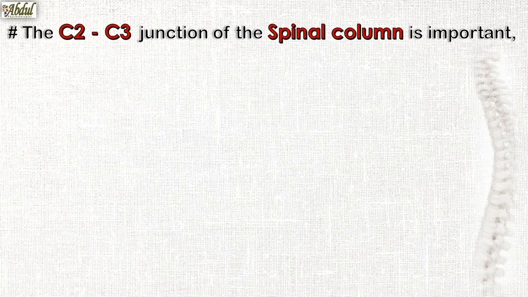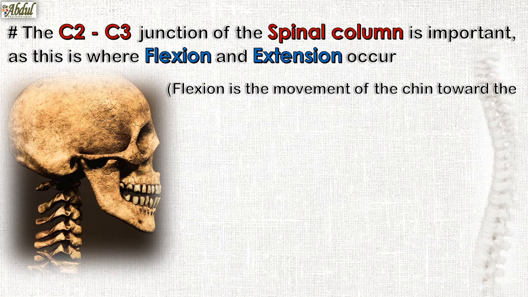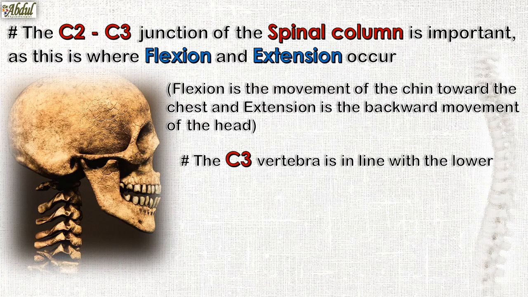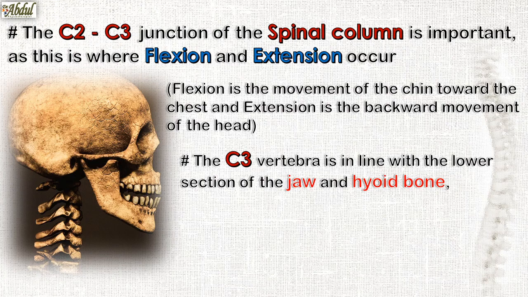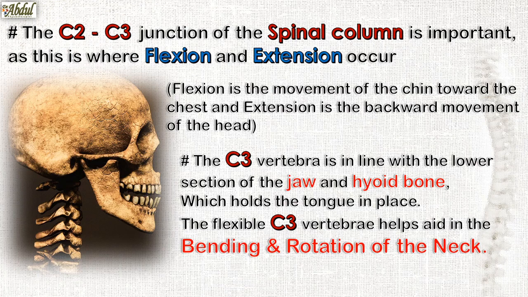The C2 to C3 junction of the spinal column is important, as this is where flexion and extension occur. What is flexion? Flexion is a movement of the chin towards the chest, and extension is a backward movement of the head. The C3 vertebra is in line with the lower section of the jaw and the hyoid bone, which holds the tongue in place. The flexible C3 vertebra helps aid in the bending and rotation of the neck.